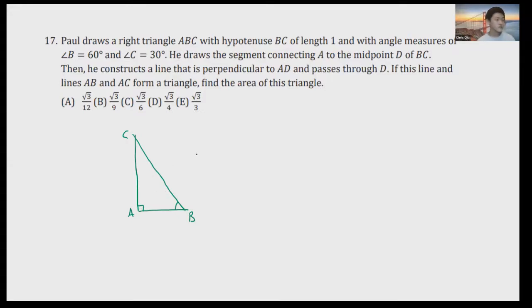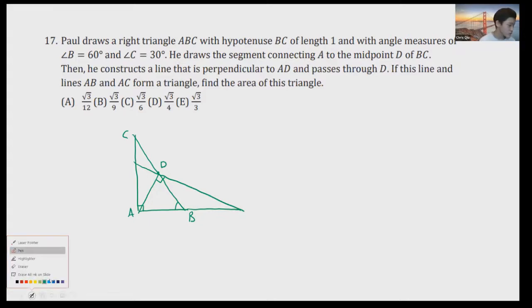And so what Paul does next is he draws the segment connecting A to the midpoint of the hypotenuse. So let's draw our midpoint. So this will be our midpoint D. And we connect A with D. And then what he does next is he constructs a line that is perpendicular to AD and passes through D. So we're going to draw some kind of line like this. And it's perpendicular to AD, and also it passes through D. So we're going to have this right angle here, and this line, along with AB and AC, will form a triangle. So we can see our triangle. So these are the 3 vertices of the triangle, and we want to find the area of this triangle.